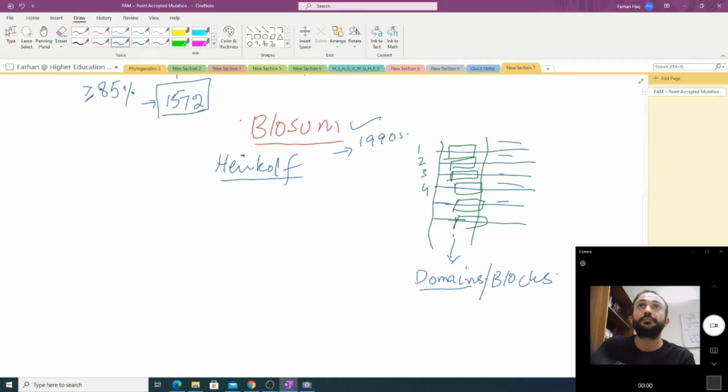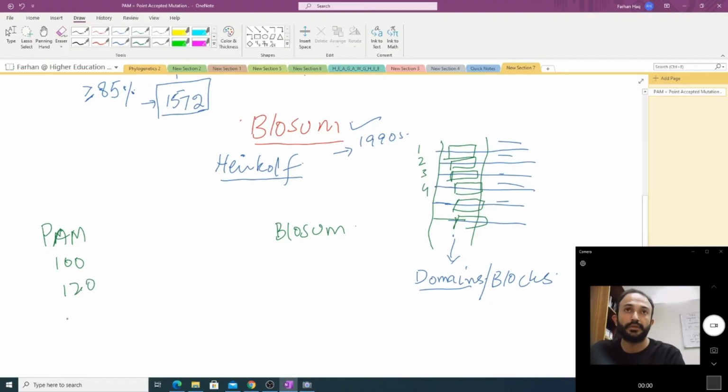If we write it more simplistically, there are different types of PAM matrices which are already generated, and different types of BLOSUM matrices. For example, PAM 100, PAM 160, and so on up to 250. And for BLOSUM matrices, there is 80, 62, 52, 45. So these are different BLOSUM matrices, like BLOSUM 80, BLOSUM 62, and PAM 100.